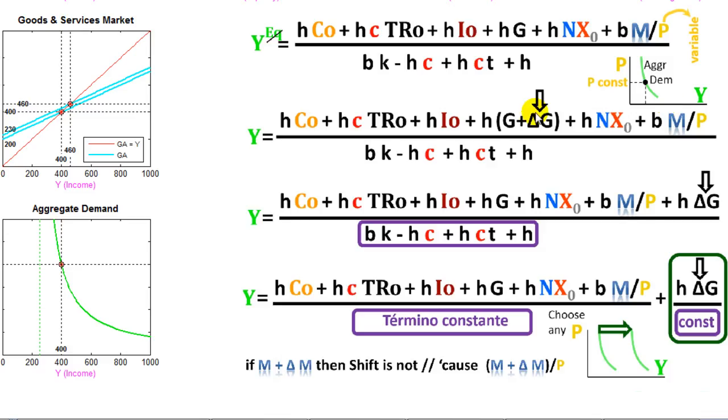Now if we increase government expenditure, then you pass from G to G plus increment G, and then if you distribute this and later you distribute this constant term here and here, you see that the curve is exactly like before, plus this constant term, which means that for any P the curve will move from here to here, and now if you choose a different P, you have exactly the same offset, so you will have a perfect parallel shift of the aggregate demand curve.